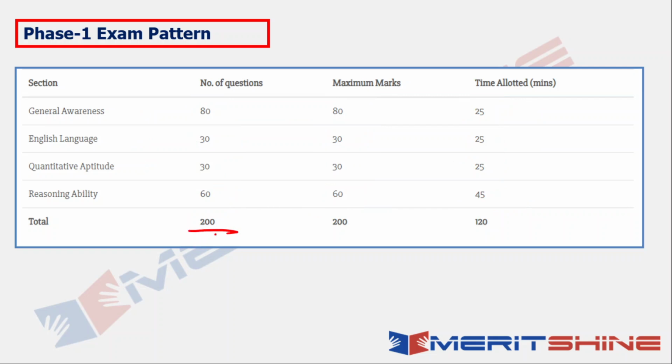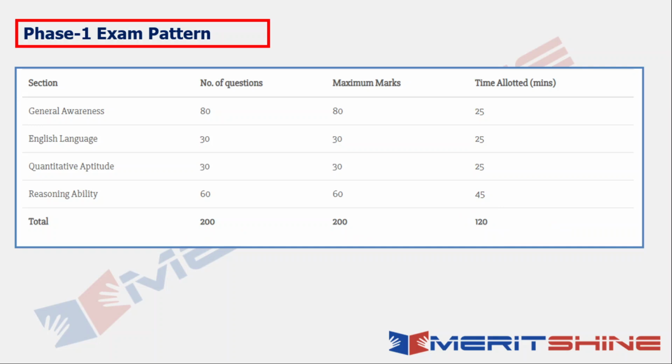Overall, we see 200 questions, 200 marks, 120 minutes. Okay, right? So this is the structure of the RBI Grade B Phase 1 as has happened for the past few years. Obviously, they can change in 2021 paper, but this has been till now.